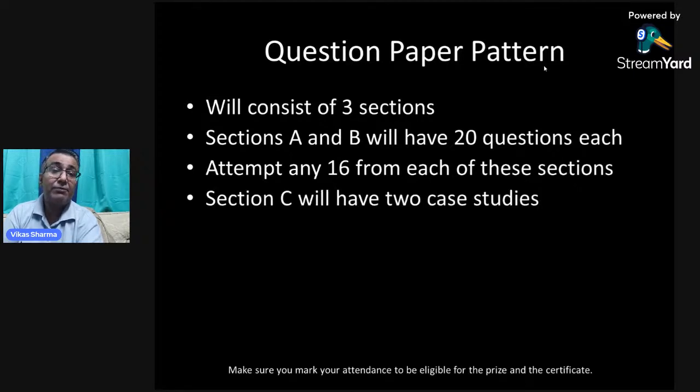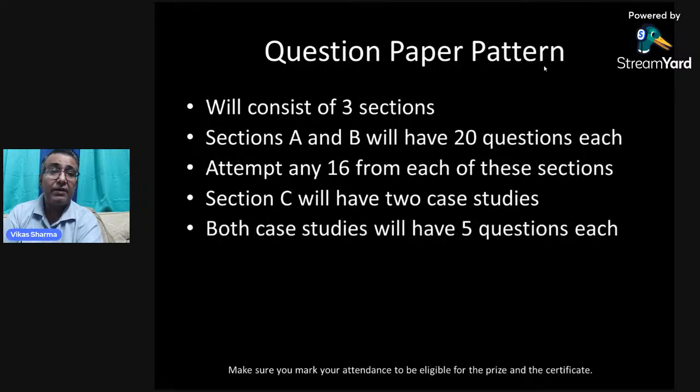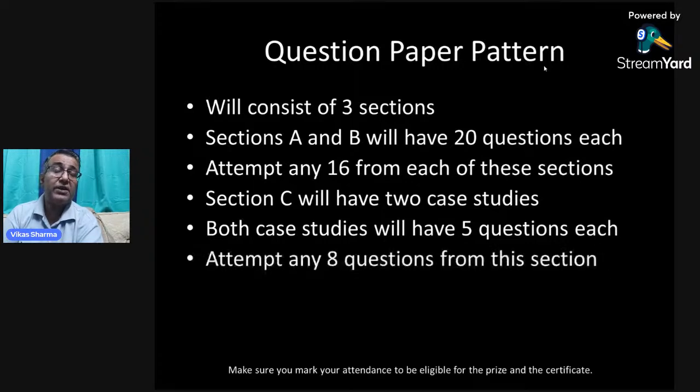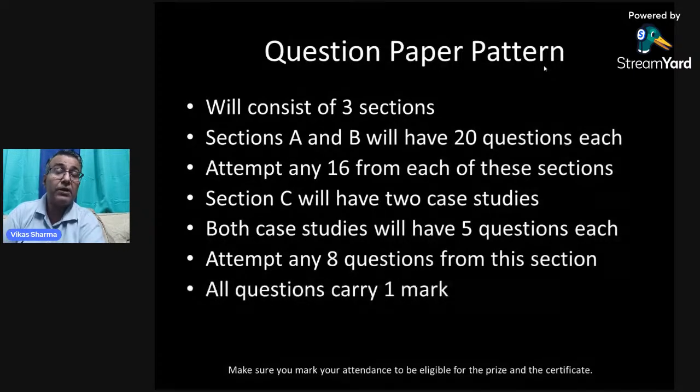Section C will have 2 case studies in them, and each case study is going to have 5 questions in them. Out of these 10 questions you can answer any 8 of them. So you could probably choose 3 from the first case study, 5 from the second, or 5 from the first, 3 from the second, or 4 from both. Whatever you feel is comfortable to you, you can do. All questions are going to carry 1 mark. So a total of 16 plus 16 plus 8, it's going to be 40 questions that you will be attempting, and it's a 40 marks paper.